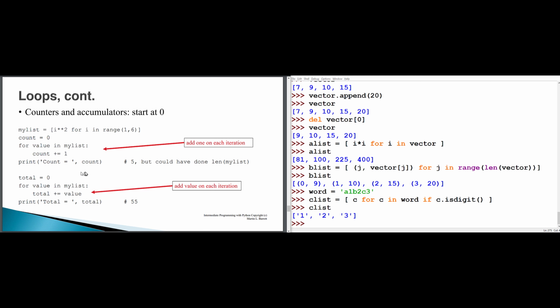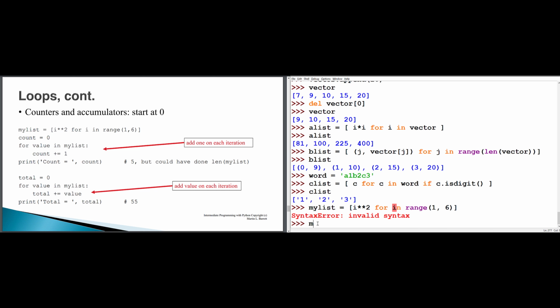Not sure there's much interesting happening on this slide, so I think I'm going to punt on it. We're getting the squares of all the values from 1 up through 5. Let me just do this quickly. My list gets i squared for i in the range from 1 up to but not including 6. There's my comprehension.